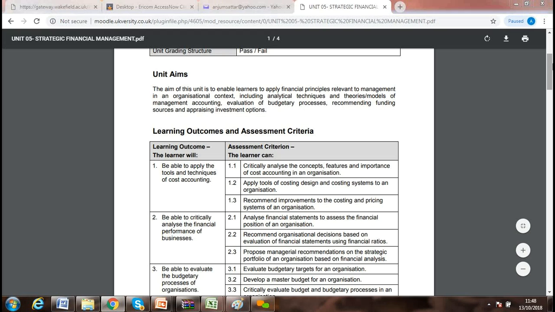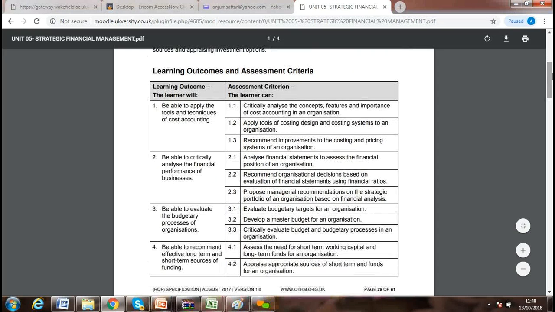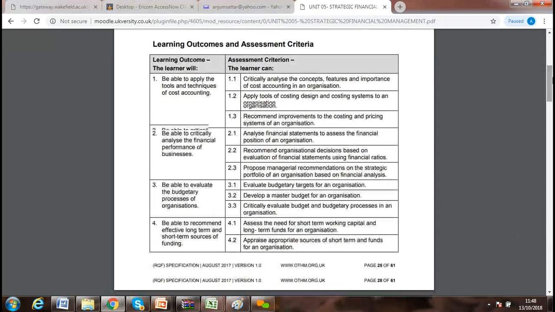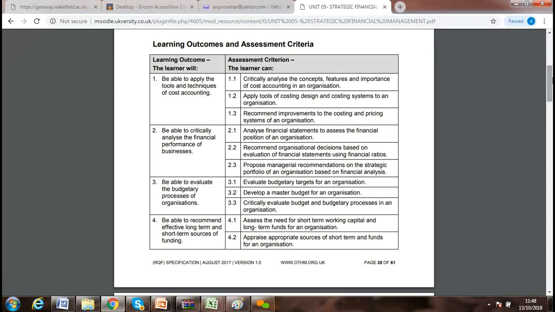Apply the tools of designing a costing system in an organization, which we'll go through. We'll discuss and recommend improvement of the costing and pricing system in an organization, how we can improve the costing and pricing system where we decide the price based on the cost. So all our discussion will be focused on this today.